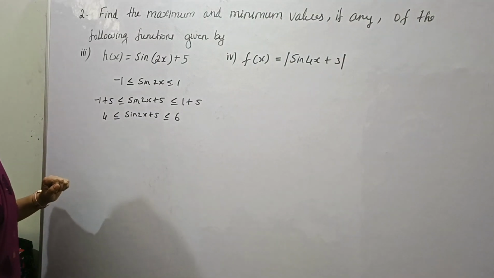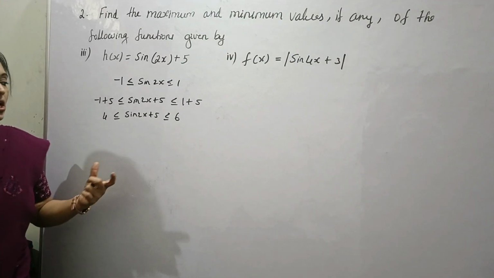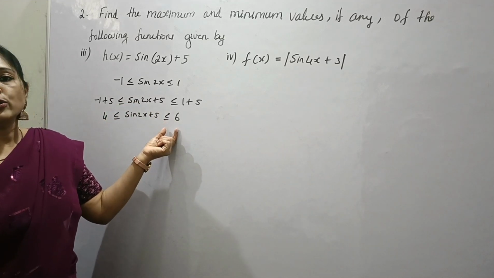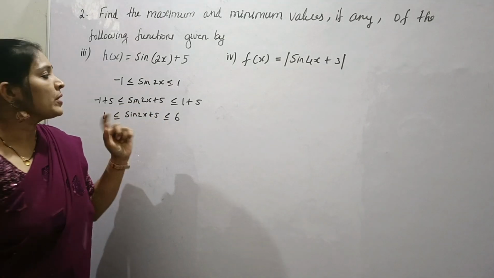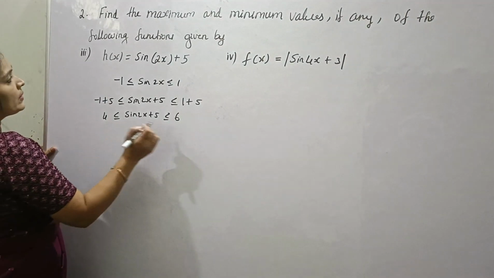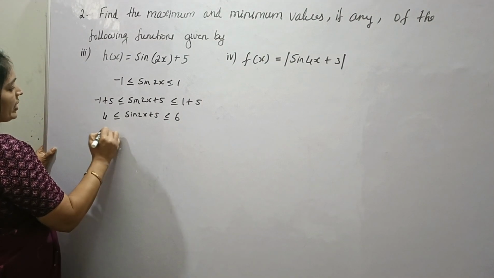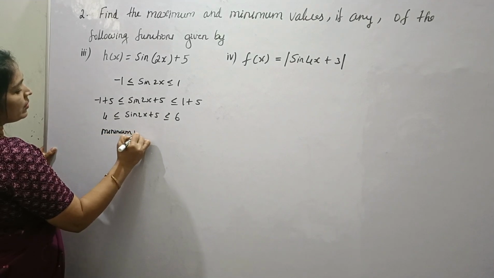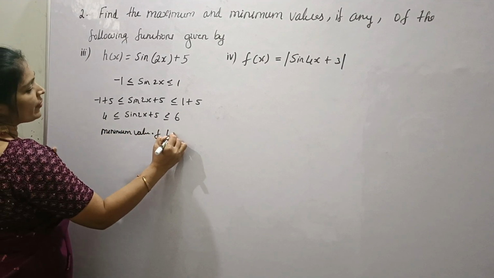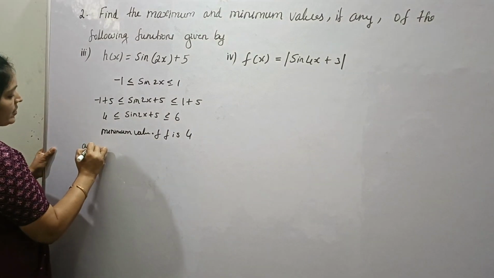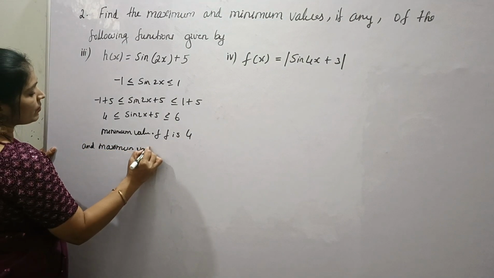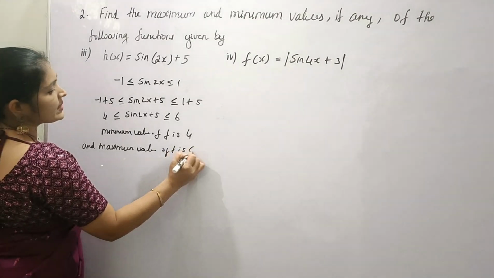Here sine 2x plus 5 is nothing but h of x, the given function. So we say the minimum value of the function h is 4 and the maximum value of the function h is 6. And another method: we can say the minimum value is 4 and the maximum value is 6.